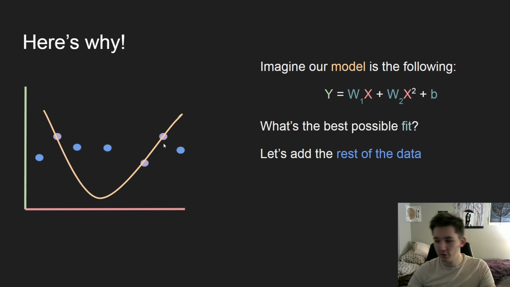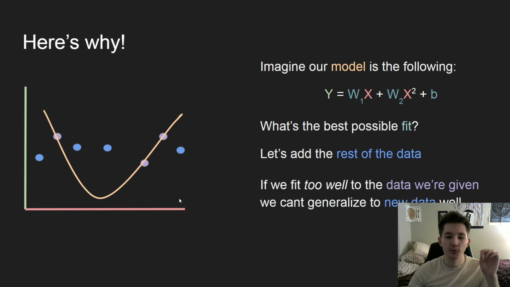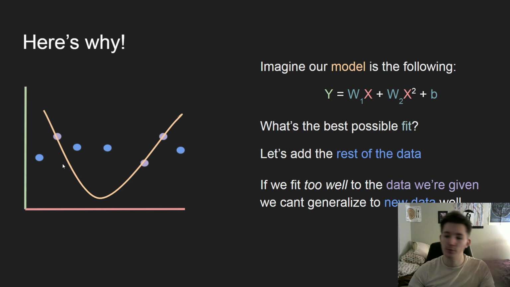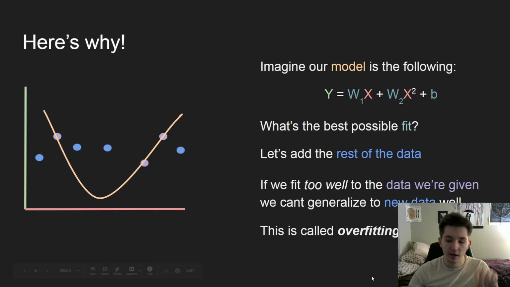So what we notice from this is the idea that if we fit too well to the data we're given, then we can't generalize to the data we're not given. You can think of more extreme cases. Perhaps if we had a high polynomial here, we could go through all of these super precisely, but then as soon as we got any piece of data that wasn't one of the ones we're given, it would perform terribly. This idea that if we fit too well on the data we're given, we won't generalize, is called overfitting.